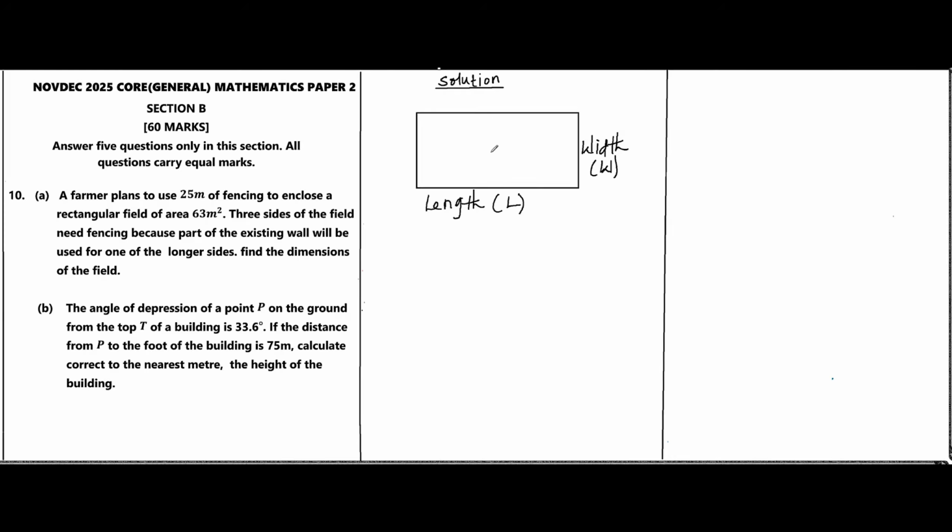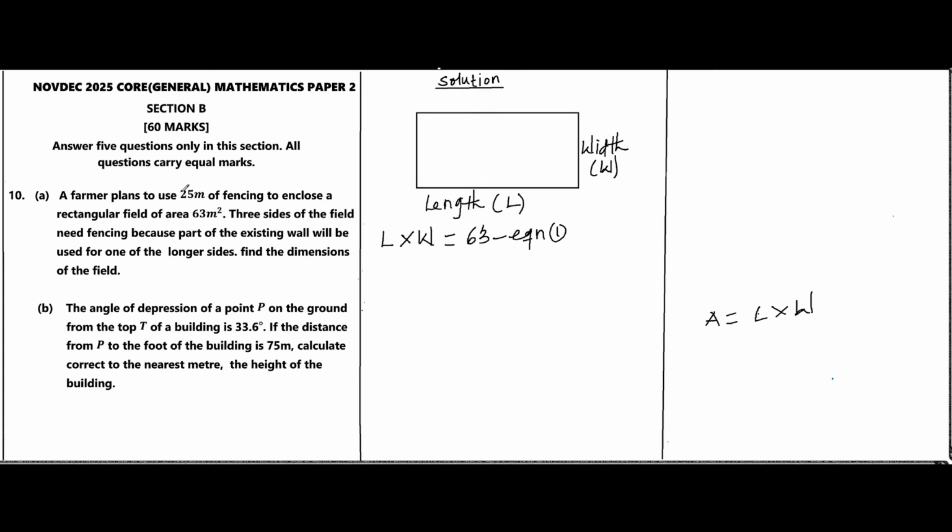Now the area of the field is given as 63 meters squared. We know that the area of a rectangle is given by the length multiplied by the width. So when you multiply the length and the width, this should be equal to the area of the rectangle, which is given as 63 meters squared. So this is our first equation.